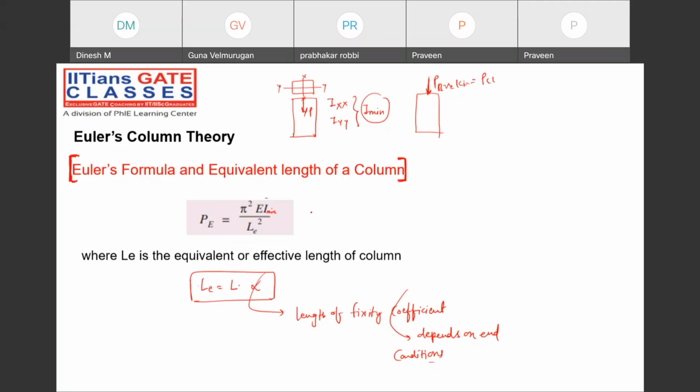Remember, this formula is valid for this theory. This theory has been proposed for long columns only. It is not for the short or the medium columns, because they are not going to be effectively failed by buckling. That's the reason.